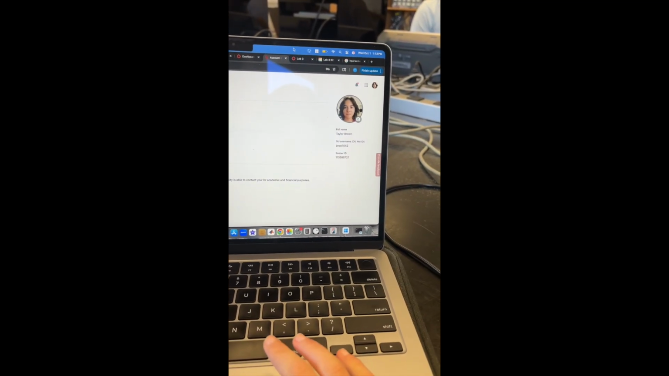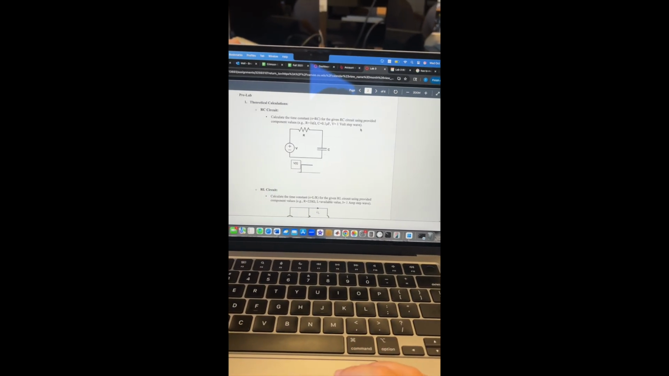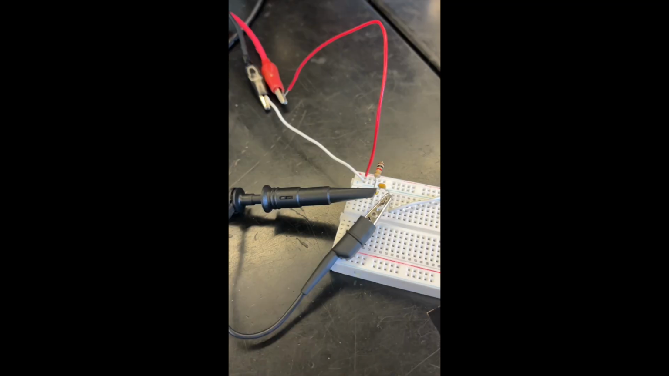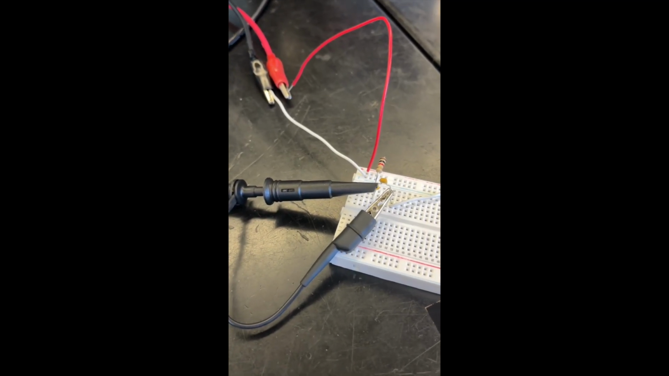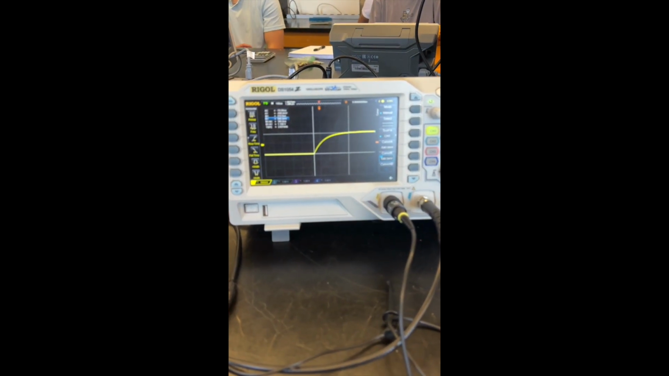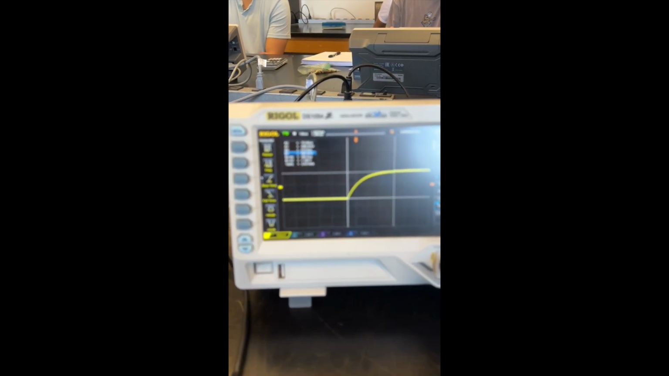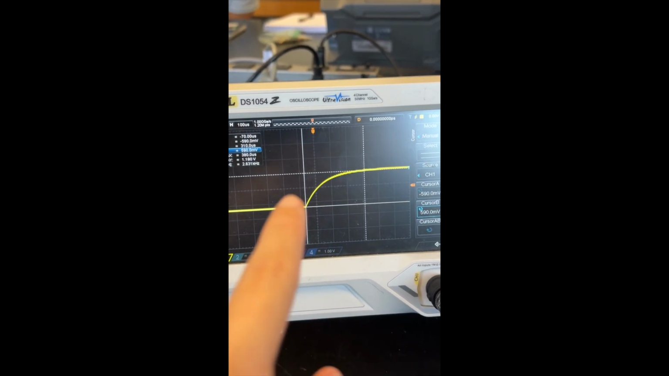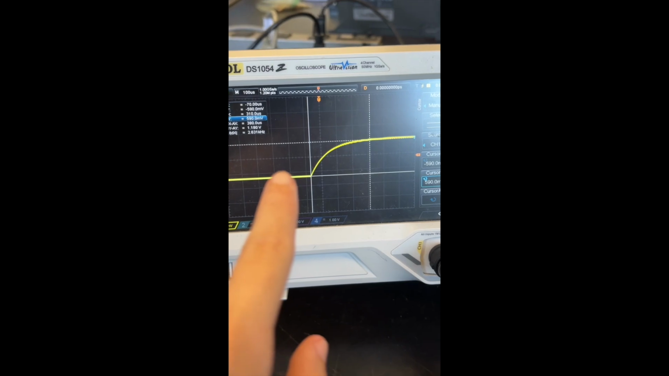Hello, I am Taylor Brown, and I'm currently doing the first part of Lab 3, which is where we have an RC circuit. I have the RC circuit right here, and I'm using this to generate a step function to my circuit. So I'm doing that, and then I'm measuring across my capacitor with this oscilloscope, and I have measured tau, which is basically 63% of the max voltage value.